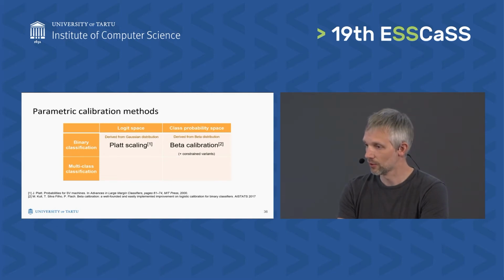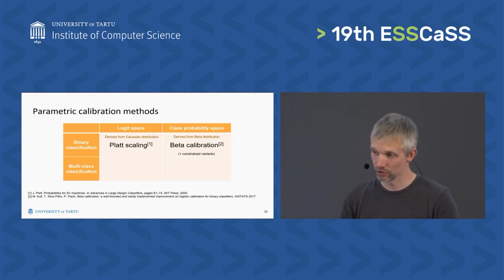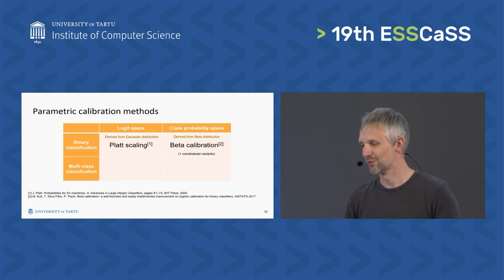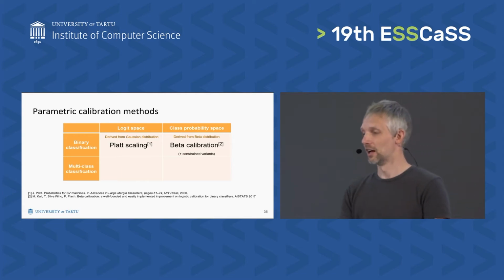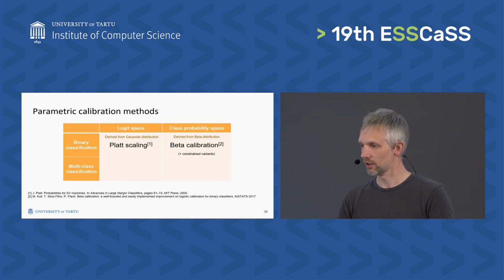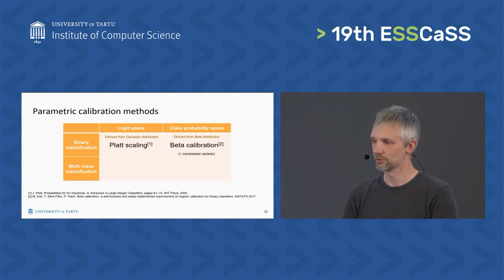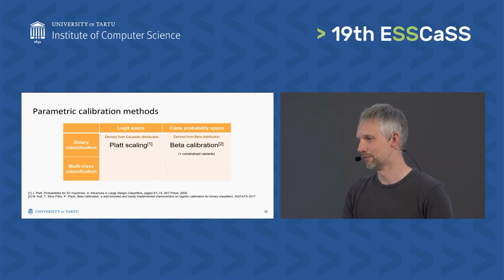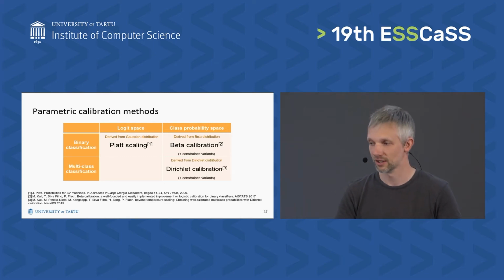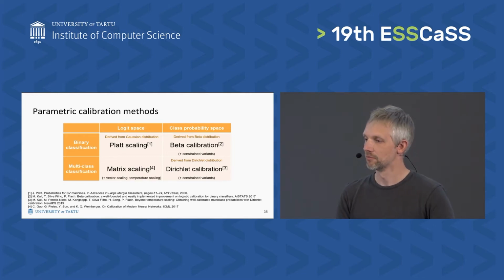About the name, there were existing binary classification methods, Platt scaling, that also works in the logit space, although originally developed for support vector machines. And then beta calibration that we developed earlier, which works in class probabilities. It is possible to derive these from distribution assumptions: Platt scaling from Gaussian, beta calibration from beta. Then we just generalized to multi-class, and because the generalization of the beta distribution is a Dirichlet distribution, that's how we got to the name. And matrix scaling is then the equivalent for logit space.